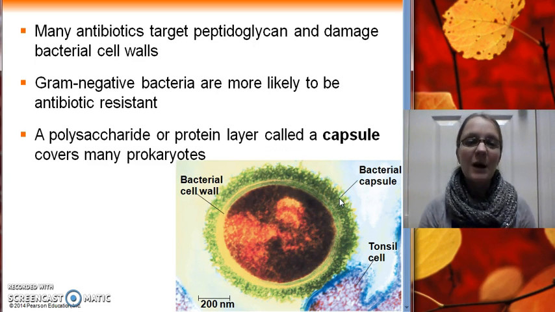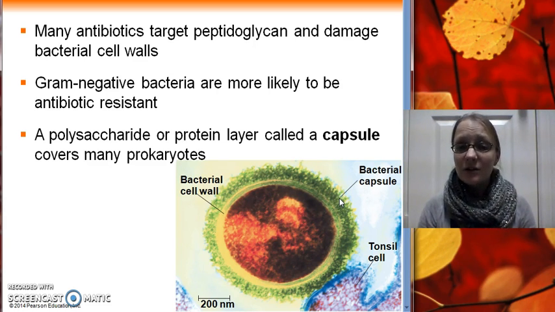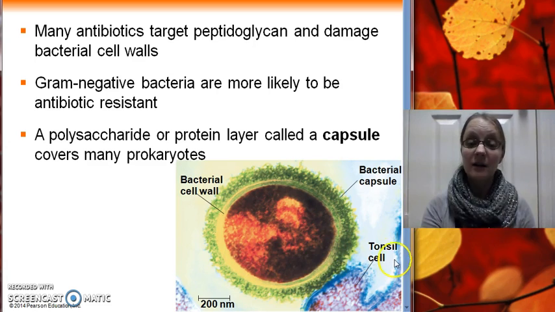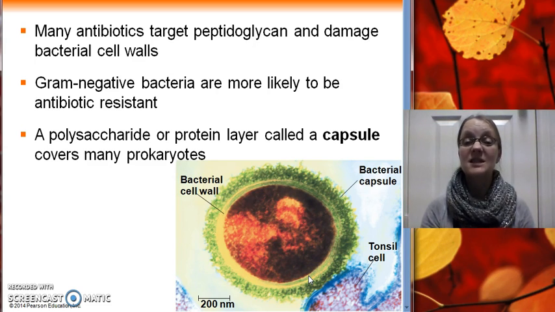It's usually made out of polysaccharides or proteins, and it can cover many prokaryotic cells. The main function of it is to help to stick to substances. So for example, this cell right here looks like it's causing an infection, and it's stuck itself to a tonsil cell of that particular host organism. It's that sticky capsule that helps the bacterial cell stick to that tonsil cell.